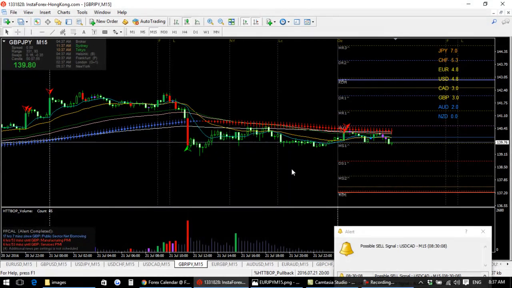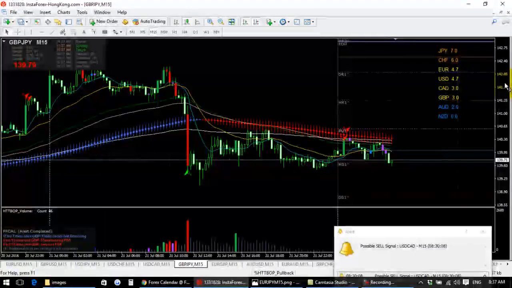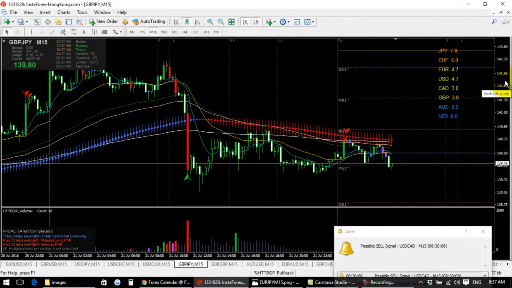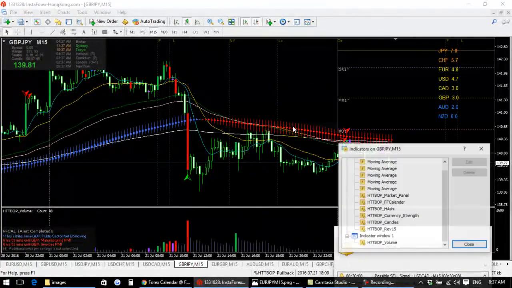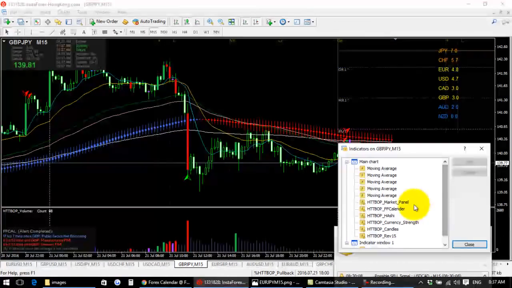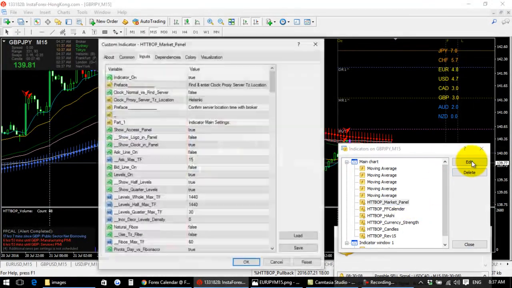Okay, now the most important one, the one that's going to give us our signals, is called the Rev 15. Now remember, you can right click here and you can see all your indicators there, and if you need to change anything. The only thing we need to change is on our market panel, and we need to make sure that we have a correct time for our server. Mine's on GMT +3, so I've got Helsinki.